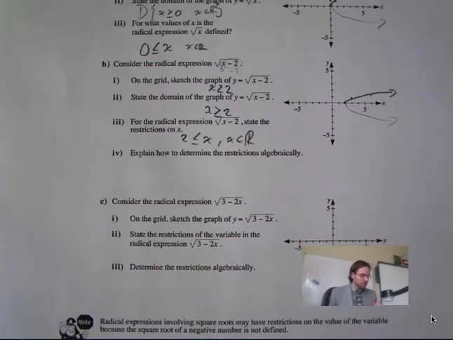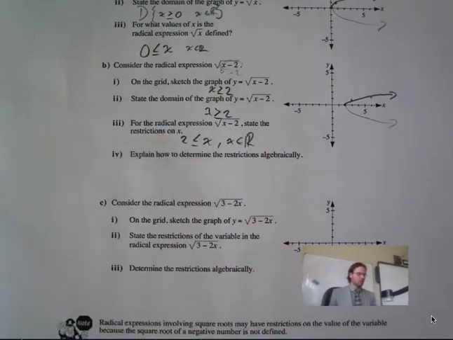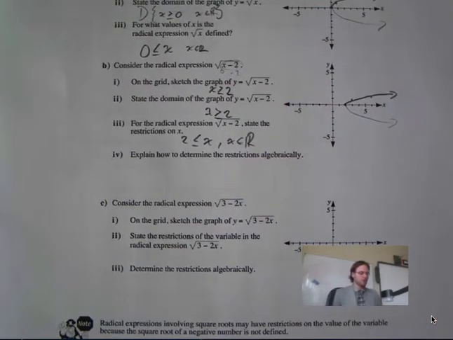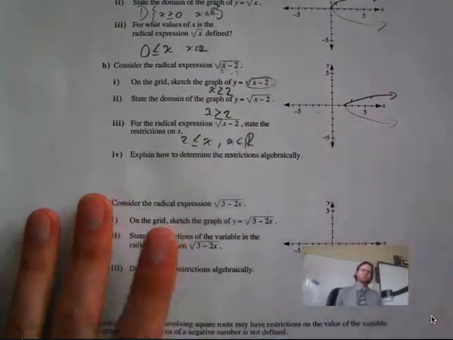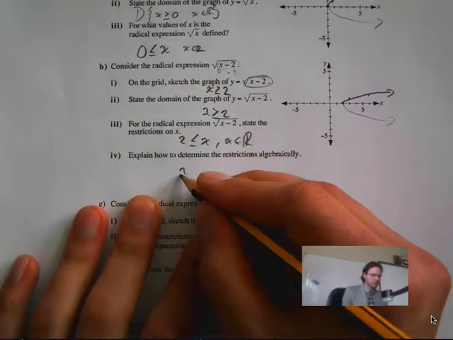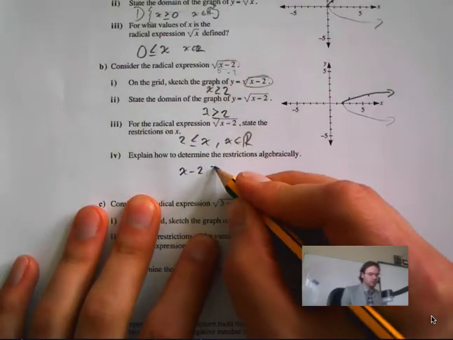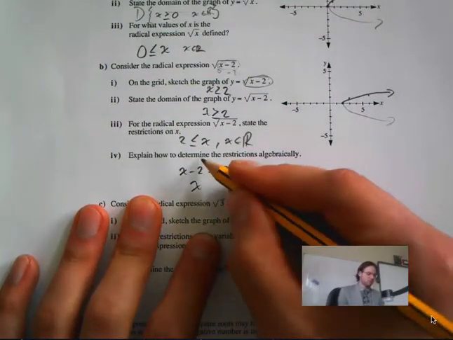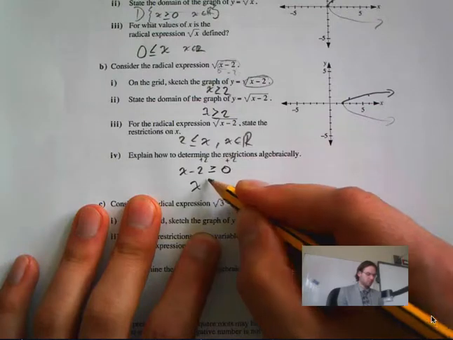Okay? So state the restrictions. Well, x cannot be less than 2. That's pretty much it. Now, how am I going to decide this algebraically? Well, we take a look at this here. I said that must be greater than or equal to 0. So I'm going to put x minus 2 must be greater than or equal to 0. Then I just solve for x. Plus 2 to both sides.